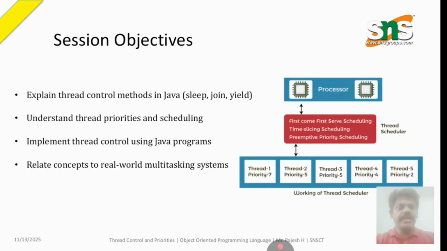So here the objectives of the session are to explain the thread control methods in Java, like the sleep method, join method and yield method. Three methods are there. Also to understand thread priorities and scheduling, to implement thread control using Java programs, and to relate these concepts to a real-world multitasking system.